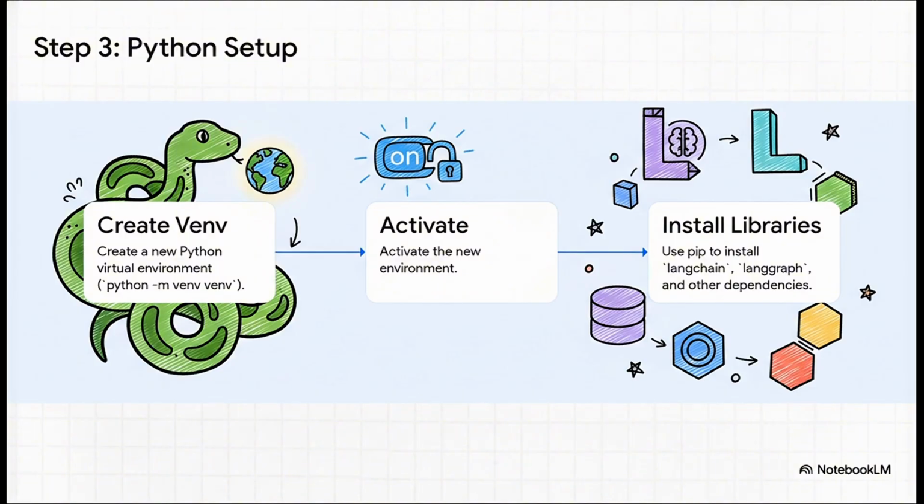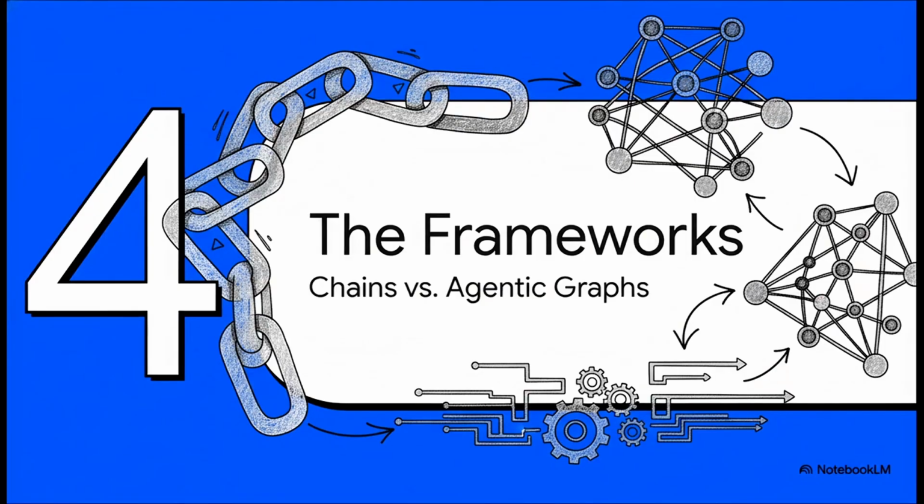Once you activate it, you just need to install a few key libraries: LangChain and LangGraph for the AI logic, the Ollama connector so we can talk to our server, and a local vector database like ChromaDB. And that's it. Your lab is officially open for business. Okay, setup is done. Now that everything's installed, we need to understand the tools we're working with.